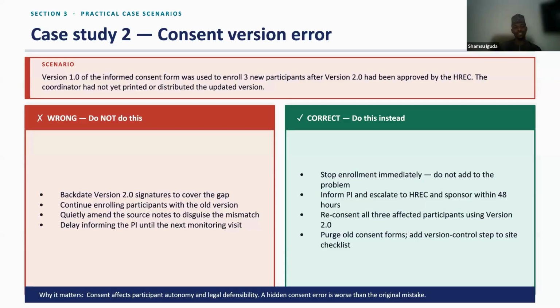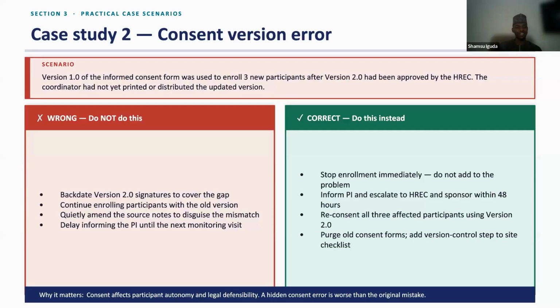Then you have to escalate it to the Health Research Ethics Committee and the sponsor within the mandatory time frame, usually 24 to 48 hours when it involves consent forms. The three affected participants must be called back and consented using version 2.0. This consent must be documented carefully, including the dates, who conducted it, what was explained, and that the participant agreed to continue. Then you fix the system, and purge all version 1.0 from the site so that such things do not appear again.